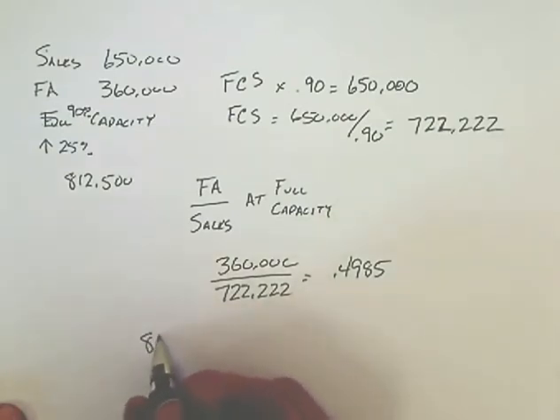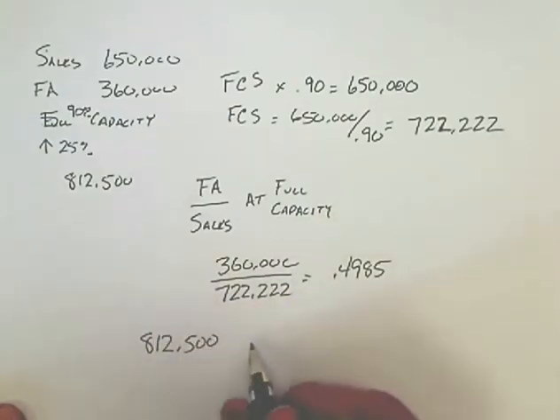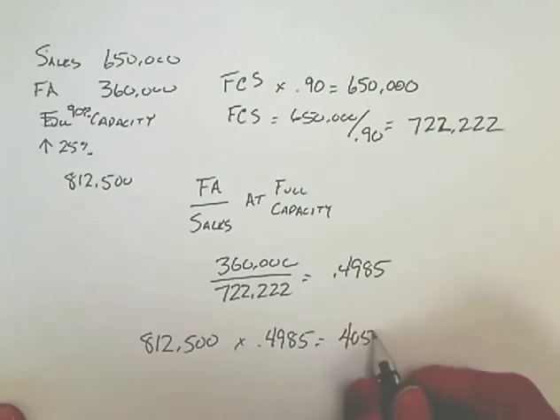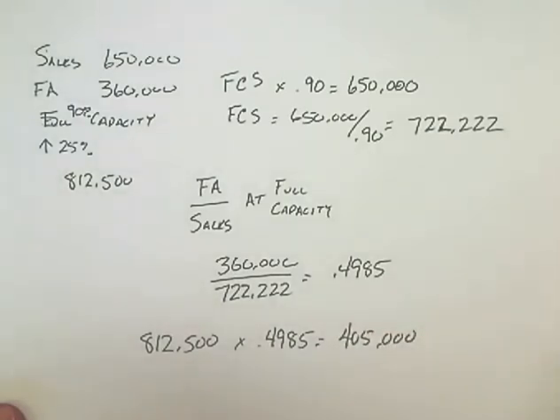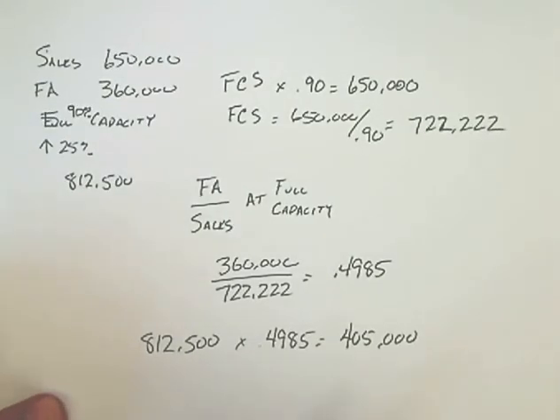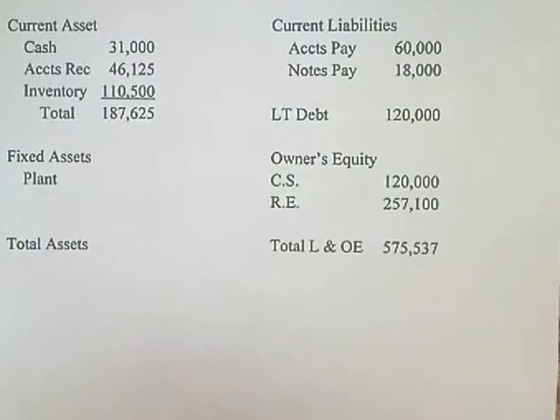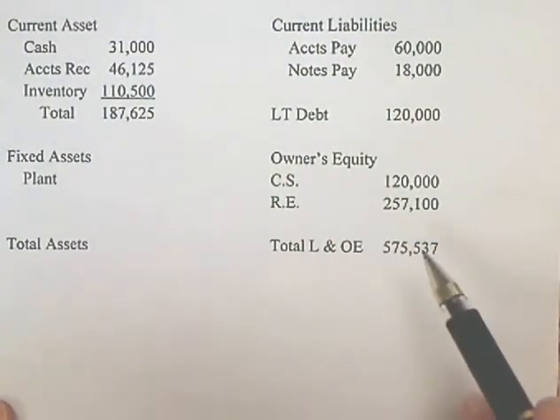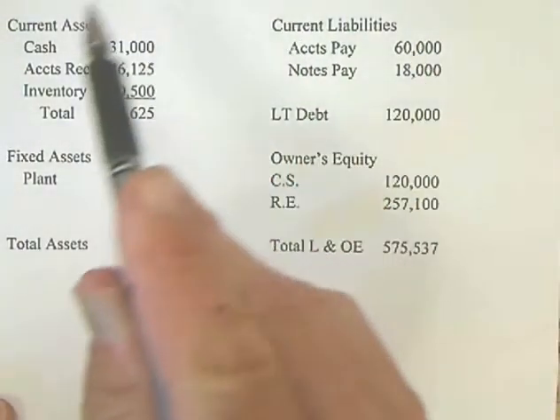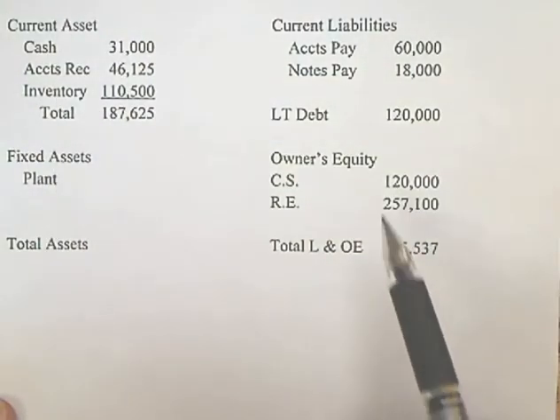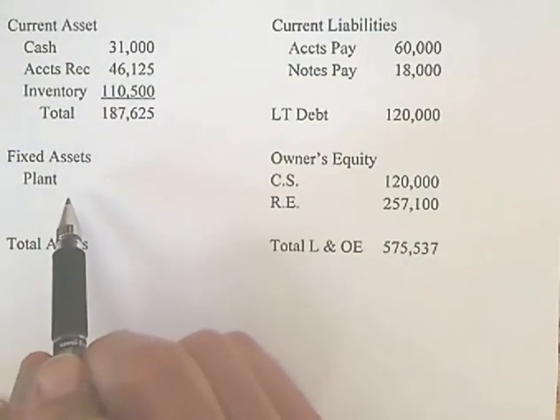Our new sales went to 812,500. Multiply that by the ratio that we just calculated to get our new fixed assets. So this is our new fixed assets if this company had been at 90% capacity instead of at 100% capacity. And if we go back to the balance sheet that we had before, everything remains the same. The only thing that full capacity affects is what happens to your fixed assets.